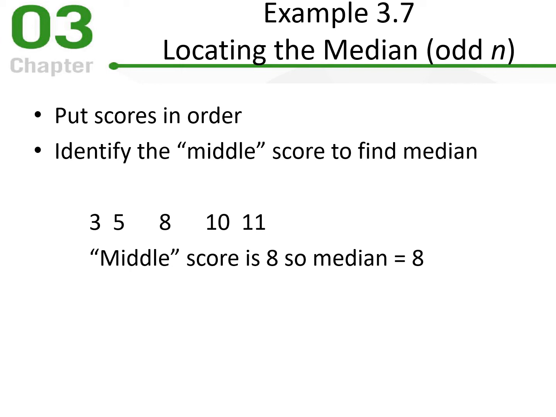Locating the median, put the scores in order. So here I've put the scores in order for you. If there's an odd number of scores, then the median is the middle score. So if the scores are in order 3, 5, 8, 10, 11, that's 5 scores. The middle number is 8 here. So the median is 8. So when you have an odd number of scores, it's the middle number.